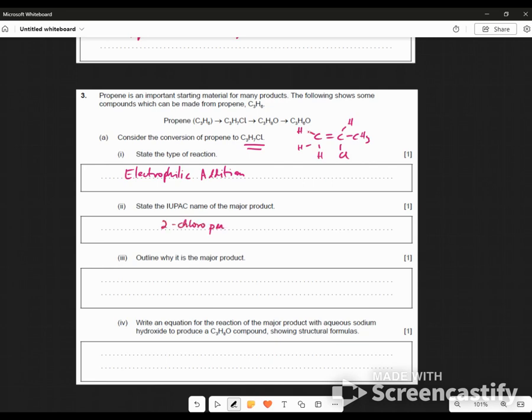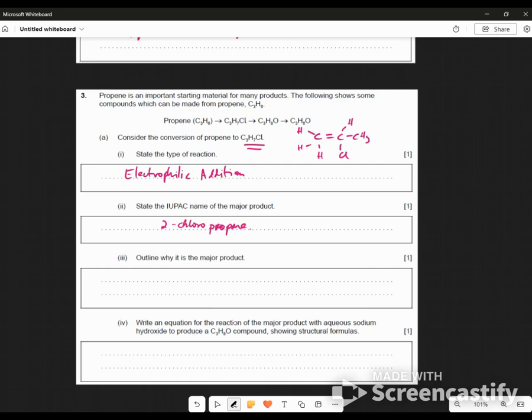So the major product is going to be 2-chloropropane. Whoops, not propane. Okay, so 2-chloropropane is going to be the major product there. Why is that the case? Why do we get that? Well, obviously it's Markovnikov's rule, isn't it? All right, but why does Markovnikov's rule work?